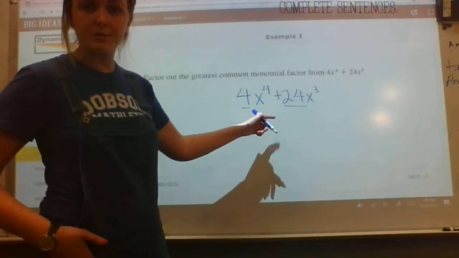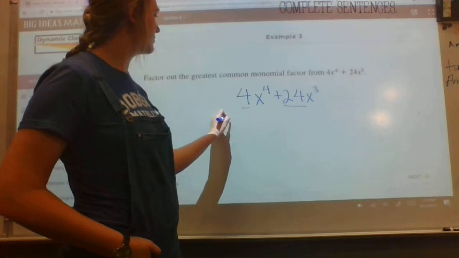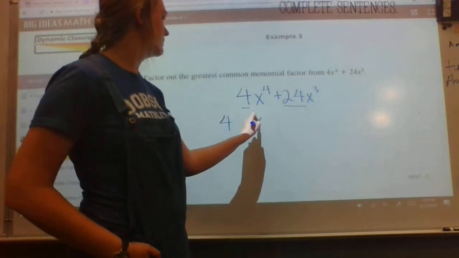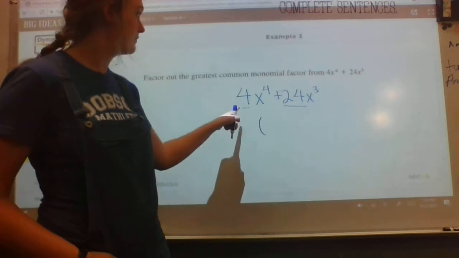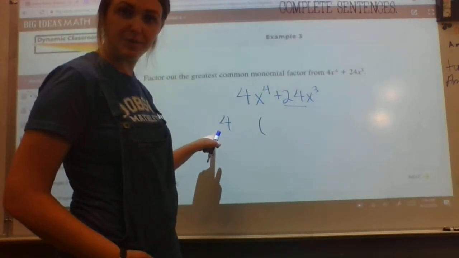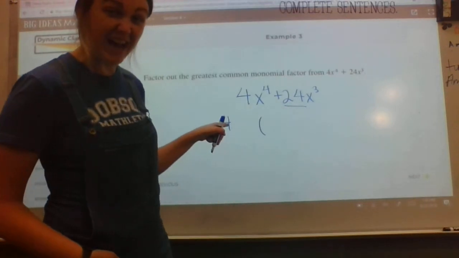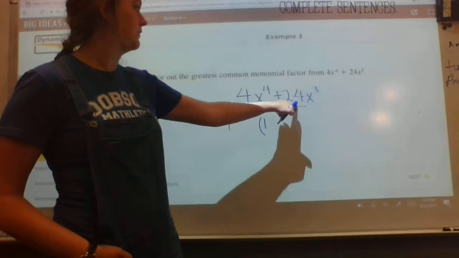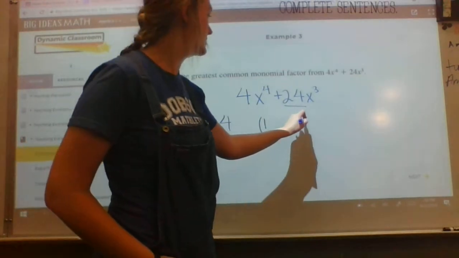Well, 4 goes into both of them. So I'm going to factor out 4 from both of these problems. When I do that, 4 divided by 4, because factors mean multiply, so if I want to take it out, I'm going to divide. 4 divided by 4 is 1. 24 divided by 4 is 6.